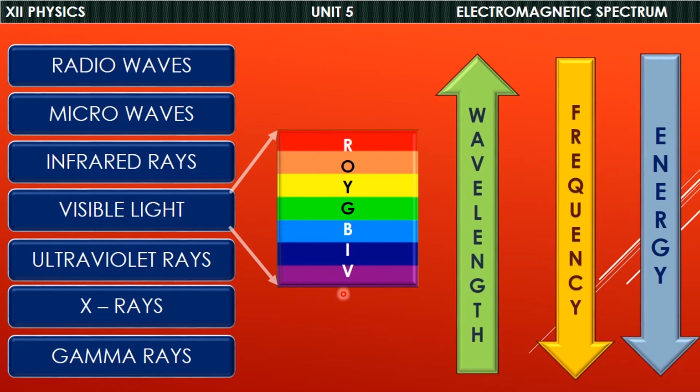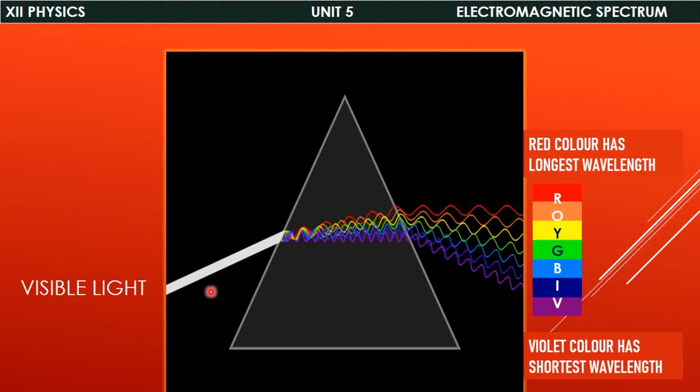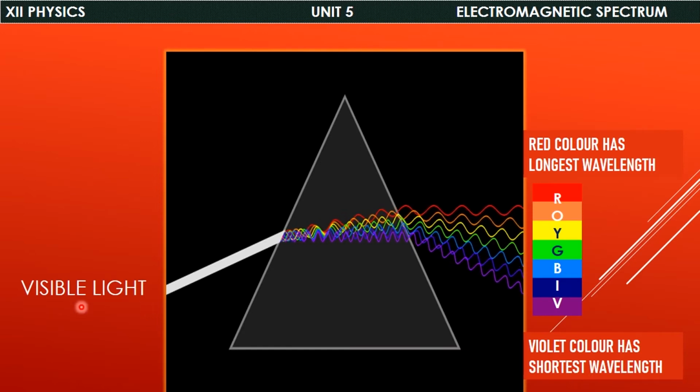So among the 7 colors, which one has the longest wavelength? Red color has the longest wavelength. Which one has the highest frequency? Violet has the highest frequency. Students, also keep in mind the red color is next to infrared rays and the violet color is next to ultraviolet rays.